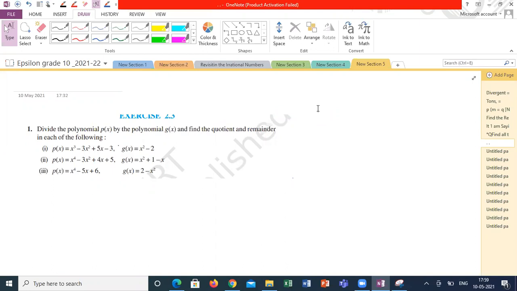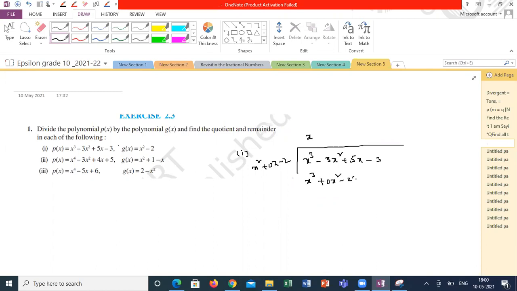What is the first one answer? Anyone got the first one? x cube minus 3x square plus 5x minus 3, divided by x square plus 0x minus 2. We are taking x. So the quotient is x minus 3 and the remainder is 7x minus 9.